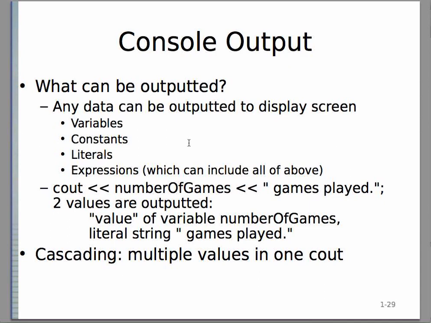What can you output? Variables, constants, literals, expressions, and we saw all of these in the previous examples. So you can say cout, the number of games, which is, let's say, an int, and then a string. And so two things are outputted. That is the value of this variable, number of games, which is probably just an int, and then the value of this string, this literal string constant. And this is called cascading. We put out multiple values in one cout. Rather than using system.out.println in parentheses, this thing plus a string, you use the insertion operator and cascade or daisy chain these insertion operators.